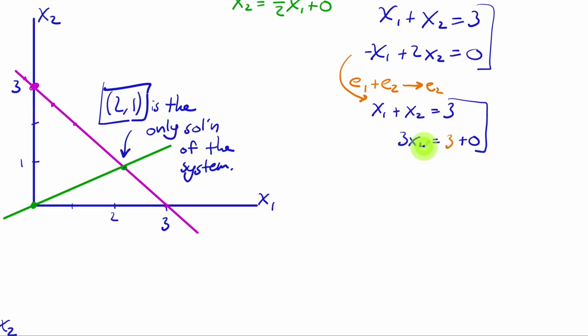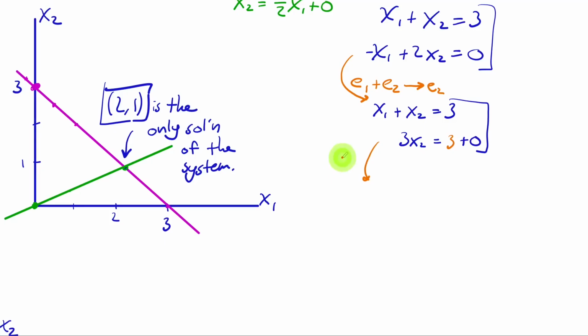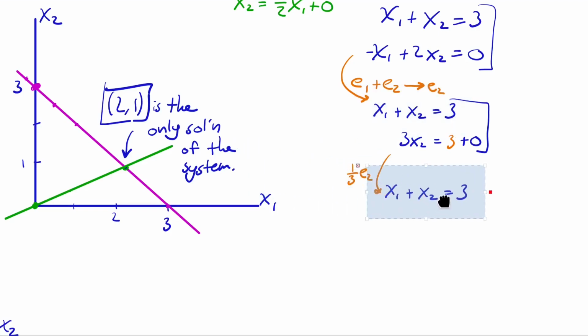Okay. Then, if you see 3x2 equals 3, you know x2 is 1, but let's just go through the steps in Gaussian elimination to learn how they work. I'm just going to take equation 2 here and do 1/3 times equation 2. So equation 1 is going to still be unchanged here. Still x1 plus x2 equals 3. But now equation 2 is going to be x2 equals 1.